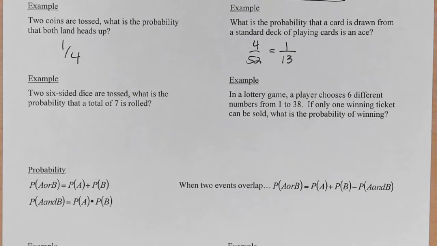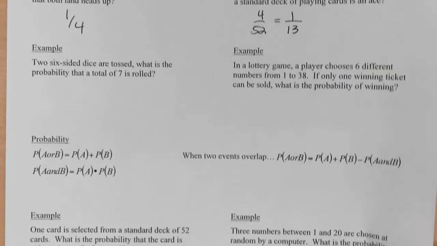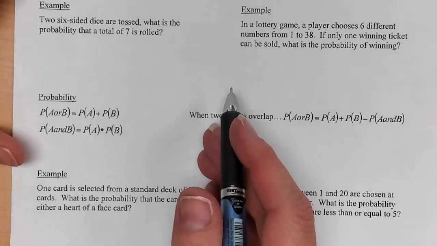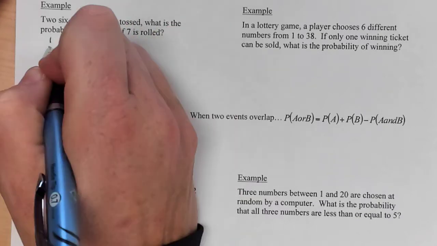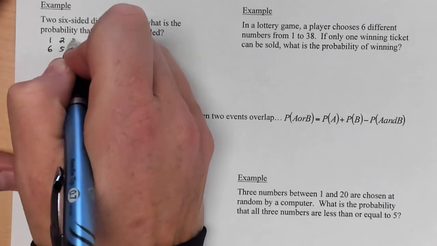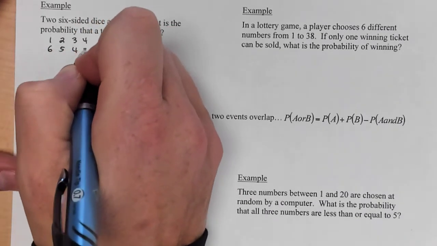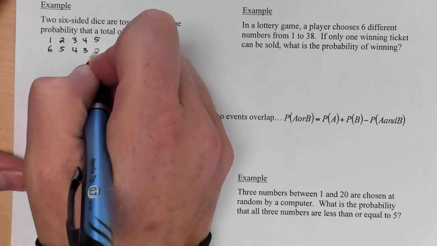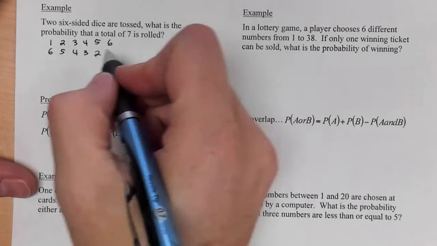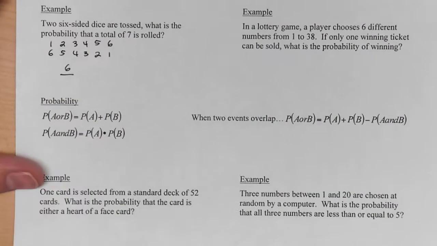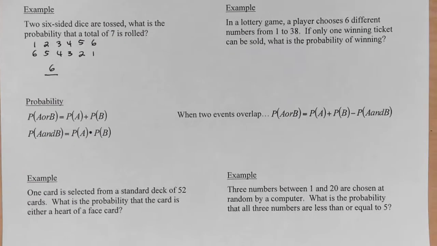Next up, 2 6-sided dice are tossed. What's the probability that a total of 7 is rolled? So we kind of want to make our list of what can happen. So if I roll a 1, the match to make 7 would be 6. If I roll a 2, it would be 5, 3, 4, 4, 3, 5, 2, and 6, 1. So there are 6 different things that could happen and now we need to talk about how many different things can happen when you toss 2 dice.